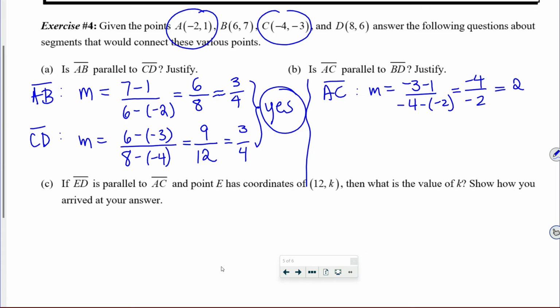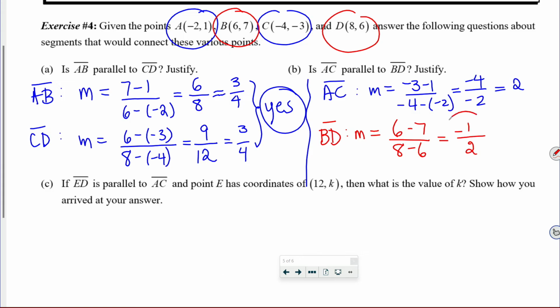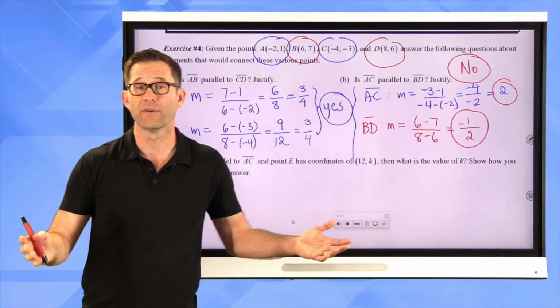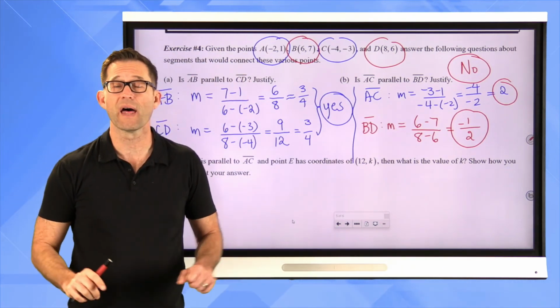And now, let me just change my color so that it's easier to see this. Now I want to take a look at BD. So for BD, the slope is going to be 6 minus 7, all divided by 8 minus 6. 6 minus 7 is -1. 8 minus 6 is 2. Can't reduce that at all. So when I look at those two, I can most certainly say no. They are not parallel because they don't have equal slopes. It's as simple as that.